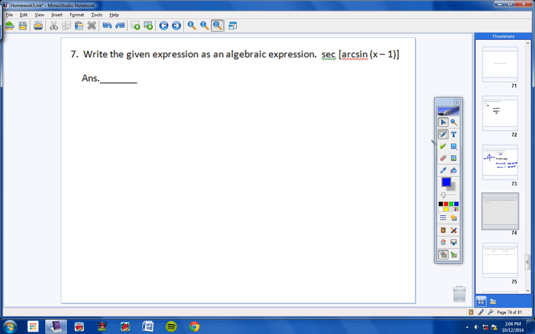Okay, students, so here we go. First of all, notice we have on the inside here arcsine of x minus 1. So what that means is we're looking for an angle that, when you take the sine of that angle, you get x minus 1. So really I can put x minus 1 over 1. So I'm going to go ahead and draw my triangle over here.